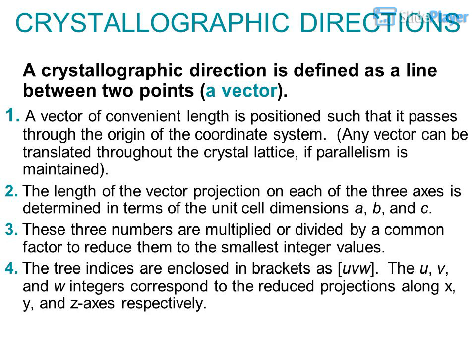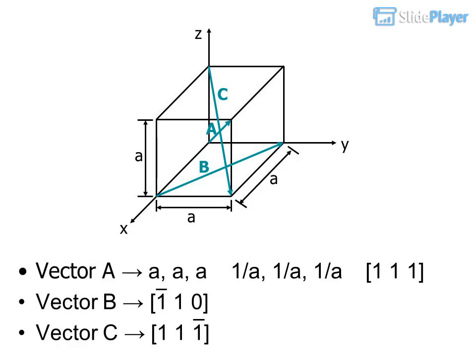3. These three numbers are multiplied or divided by a common factor to reduce them to the smallest integer values. 4. The three indices are enclosed in brackets as [uvw]. The u, v, and w integers correspond to the reduced projections along the x, y, and z axes respectively. Vector A: 1/a, 1/a, 1/a, giving [111]. Vector B: [110].